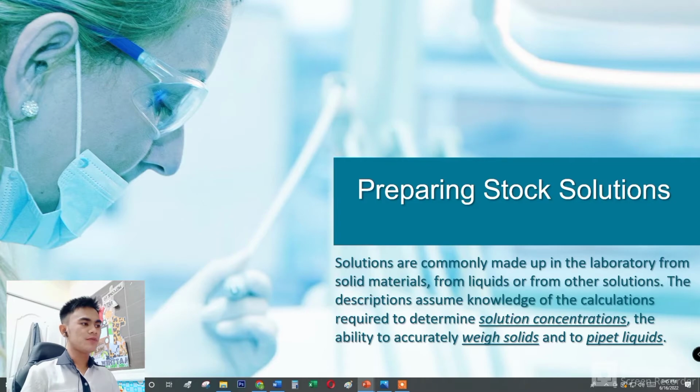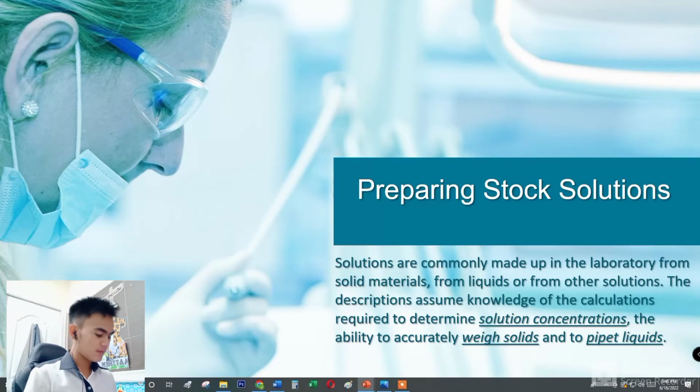And now, let's move on to preparing stock solutions. Solutions are commonly made up in the laboratory from solid materials, from liquid, or from other solutions. The description assumes knowledge of the calculations required to determine the solution concentrations, the ability to accurately weigh solids, and pipette liquids.